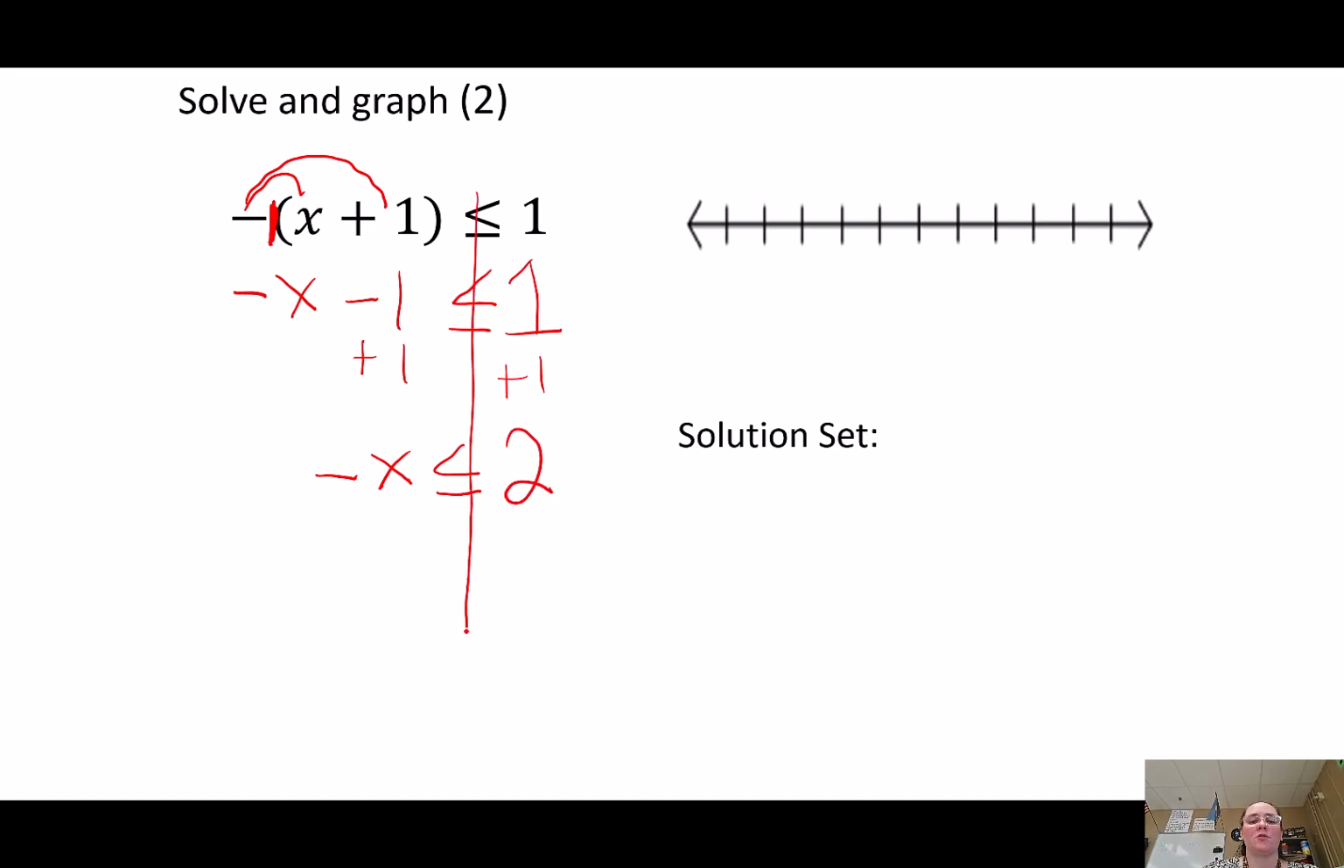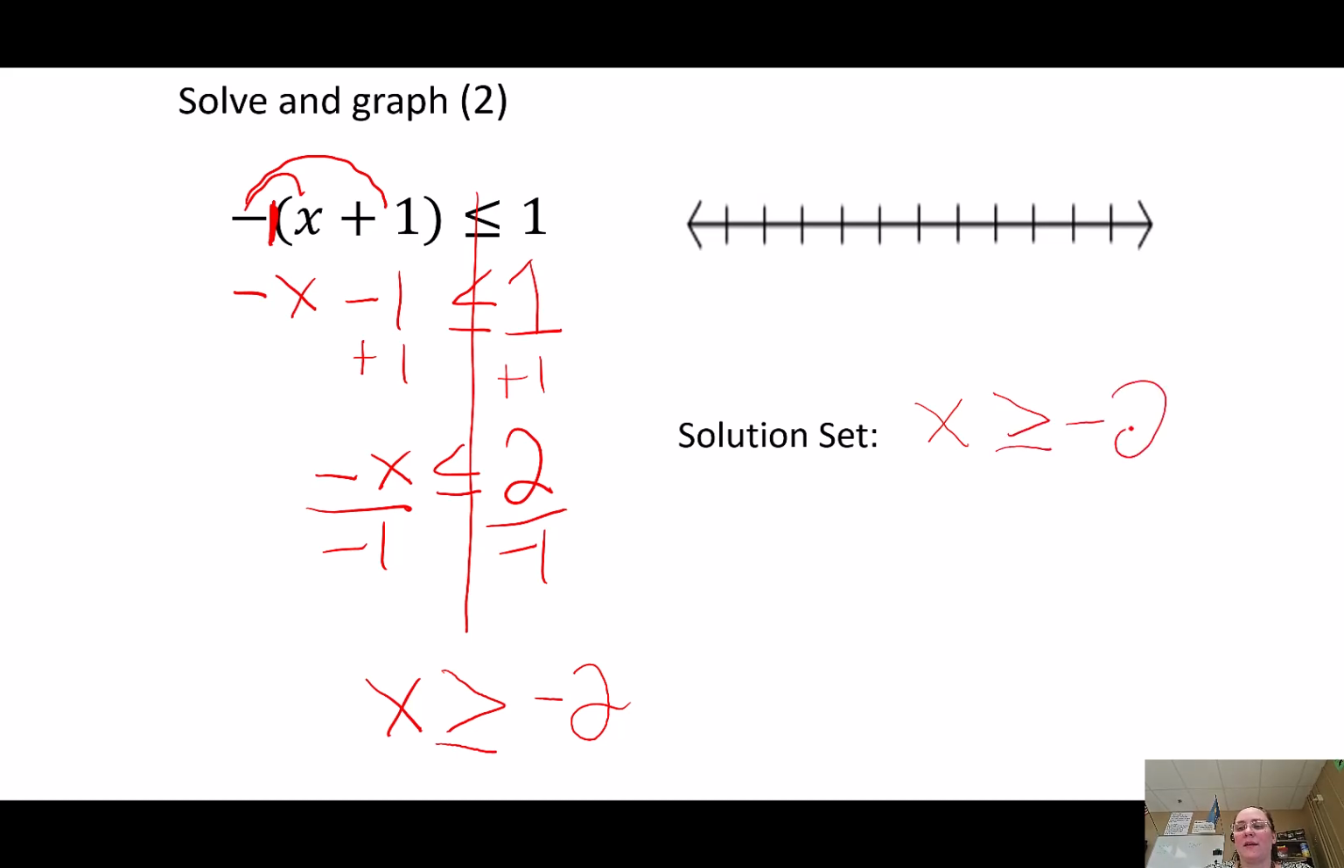And don't forget, if you need, you can draw that line. Now, I still have that negative, so I'm going to divide by a negative 1. And what happens when I divide by a negative? I have to flip that inequality sign. So our solution is x is greater than or equal to negative 2. So I'm going to have a closed circle at negative 2, and since it's greater than, I'm shading to the right.